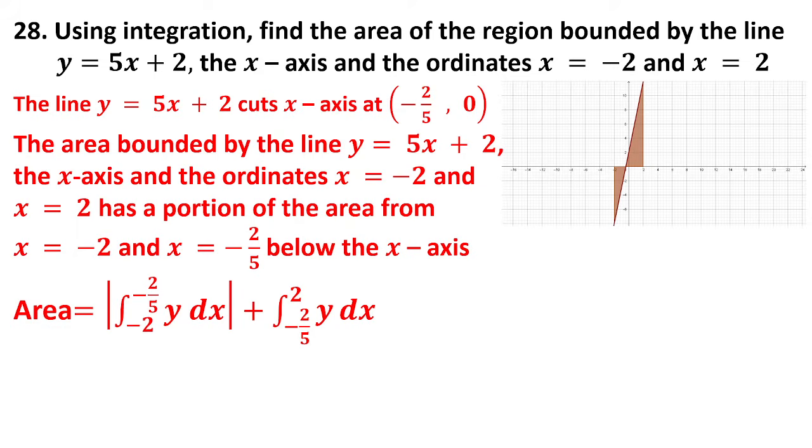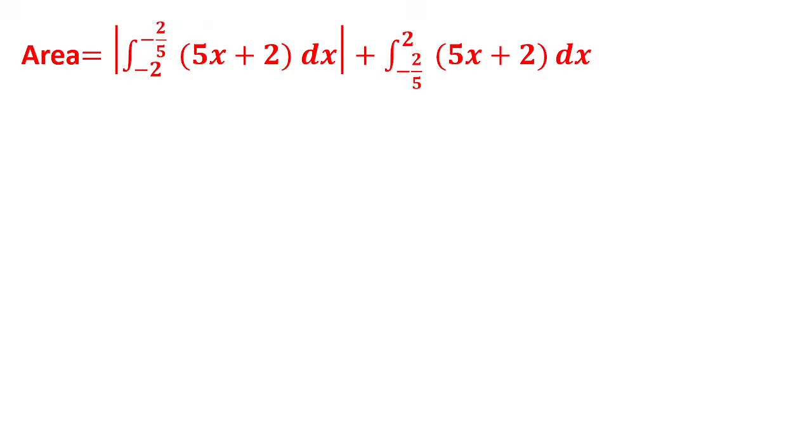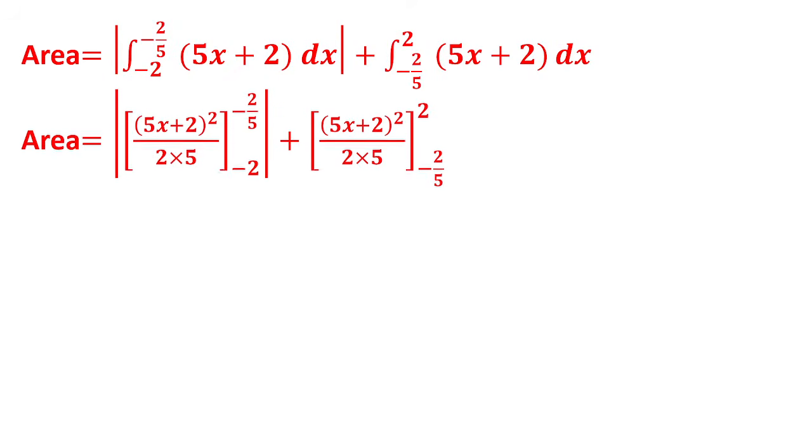I am using the modulus now. From -2 to -2/5, you have to find its absolute value. From -2/5 to 2, there is no need to find the absolute value, automatically it will be positive. Normal integration. I am doing the integration.